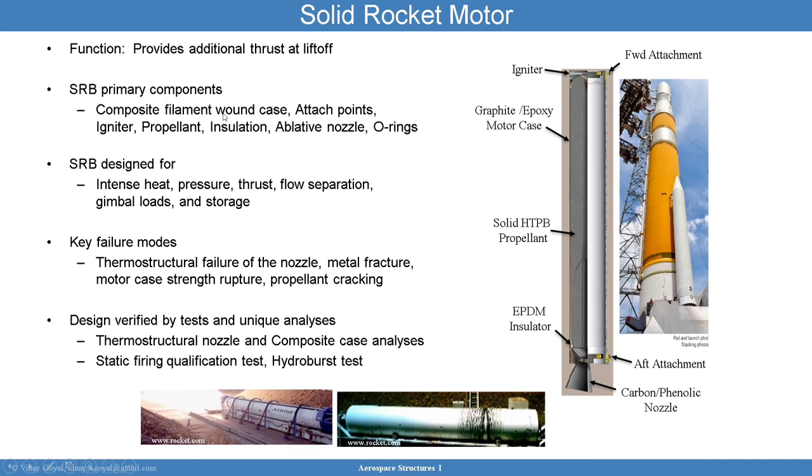The SRB primary components, I just already covered. O-rings, I didn't cover. That's usually used at joints to prevent leakage or the gas escaping. The SRB is designed for intense heat, pressure, thrust, flow separations, gimbal loads, and storage. A lot of consideration in the design needs to be taken there.